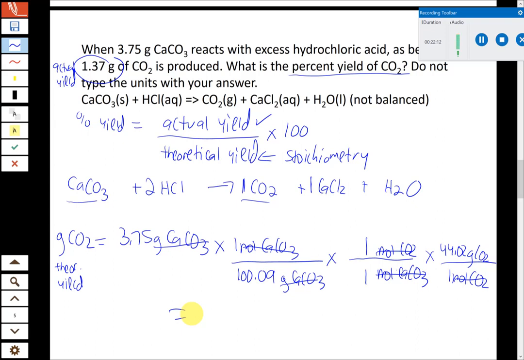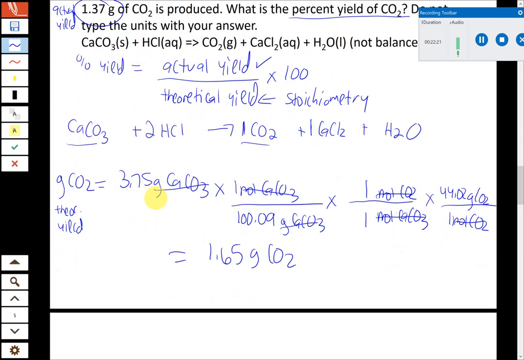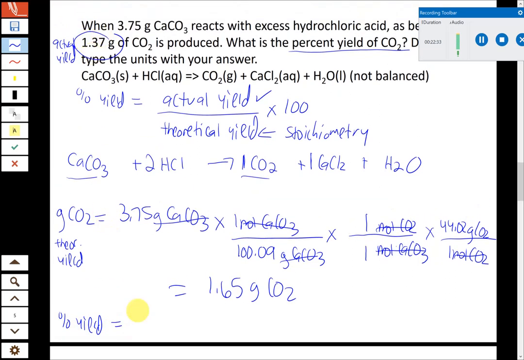All right, so what I got was 1.65 grams of CO2. Now, once again, that's our theoretical yield, which is then going to go back up here to calculate percent yield. I'll write it out again because we were running out of room up there. So the percent yield, which is the final answer of this problem, is the actual yield, which was given to us as 1.37 grams, divided by the theoretical yield, which we just calculated as 1.65 grams, and then multiplied by 100 to get it into a percentage. What we get for that should be somewhere around 83.1%.